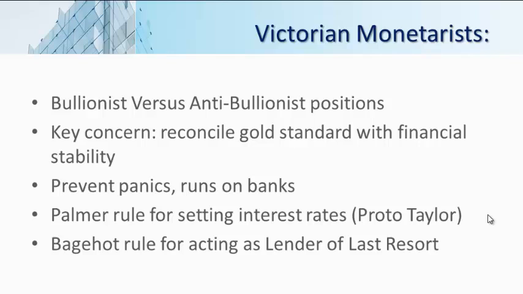In that time also there were some rules made for setting interest rates. It was kind of a prototype of a Taylor rule, and the Bagehot rule. The issue debated was that central banks should bail out banks which are in trouble, like if they are under attack.